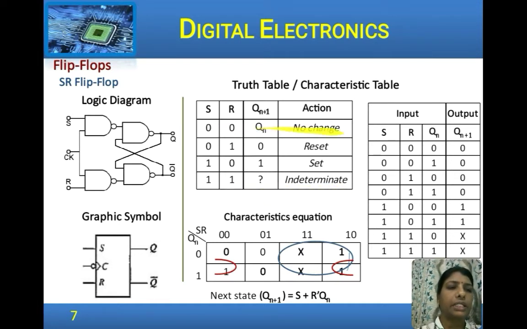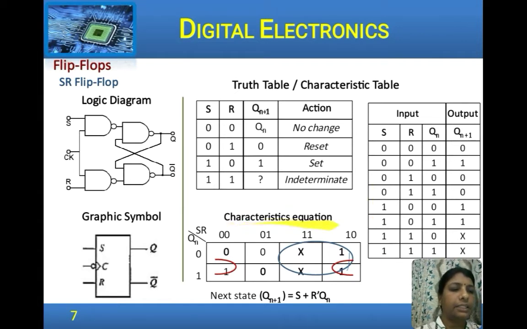So 0 0, no change, the previous output remains the same. So the next state is the same as the previous state. 0 1 indicates a reset, 1 0 a set, and 1 1 is an indeterminate state. So this table over here shows the values in expanded form. So for S R equal to 0 0, if Qn is 0, Qn plus 1, the next state, is also 0. So if S and R are 0 and Qn, the previous state, is 1, the next state output is 1. So when inputs are 0, the output remains as it is, and similarly for the other combinations.